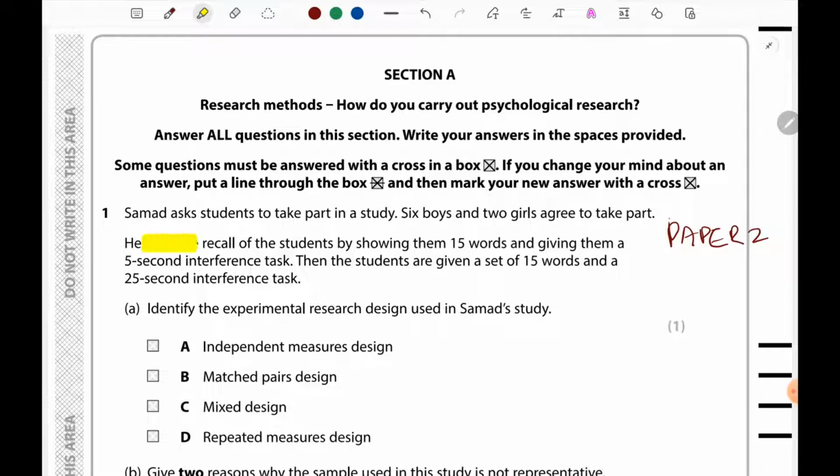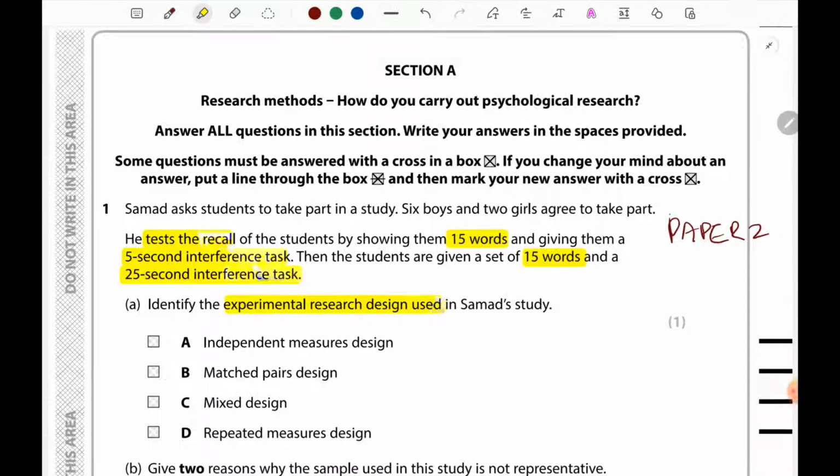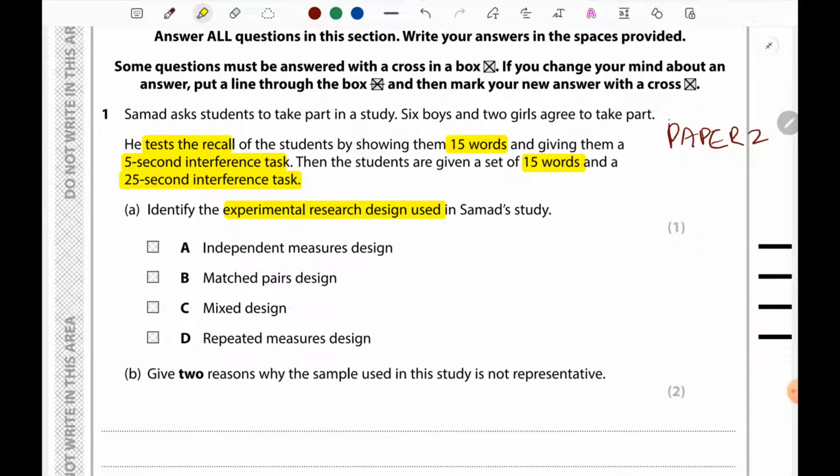He tests the recall of the students by showing them 15 words and giving them a 5-second interference task. Then the students are given a set of 15 words and a 25-second interference task. Identify the experimental research design used in Samad's study. Okay, they've given us 4 options here.